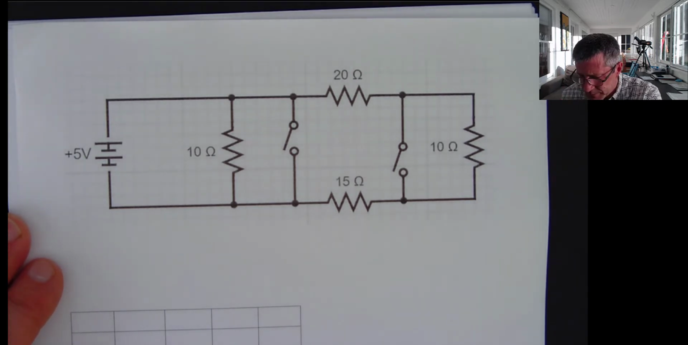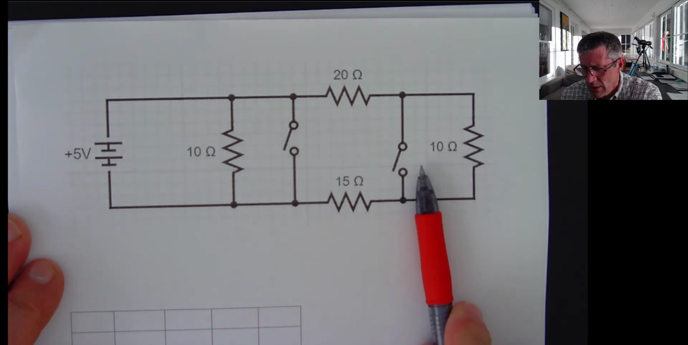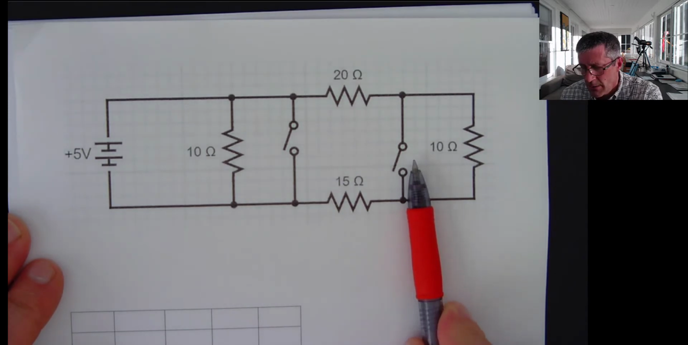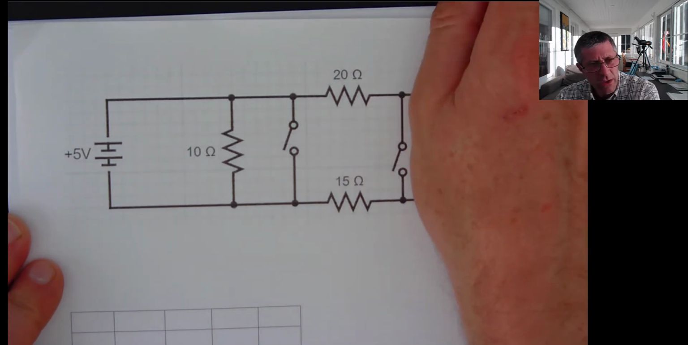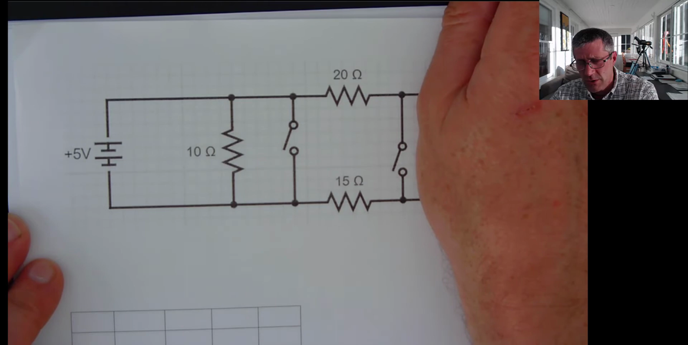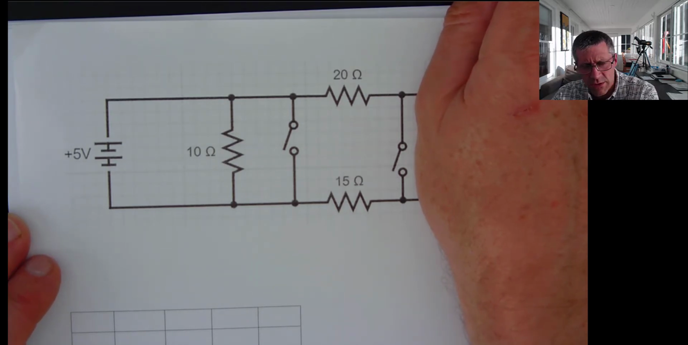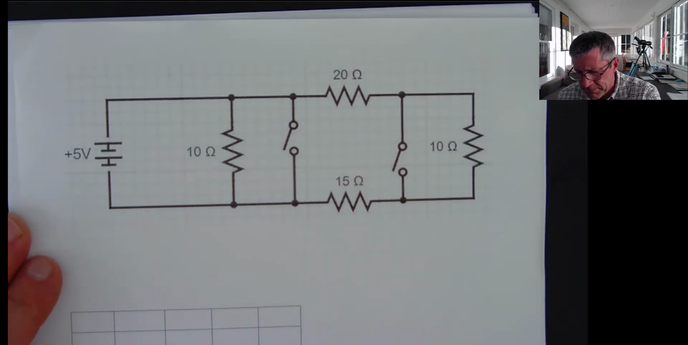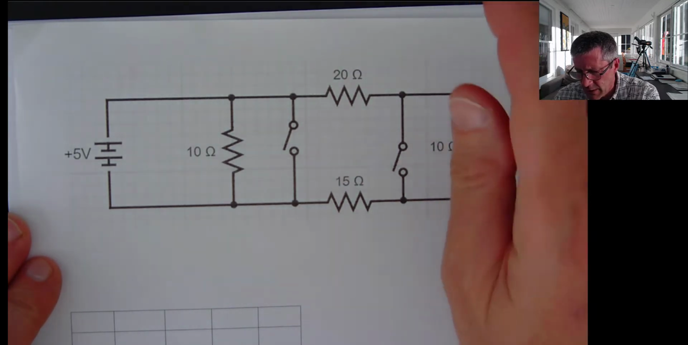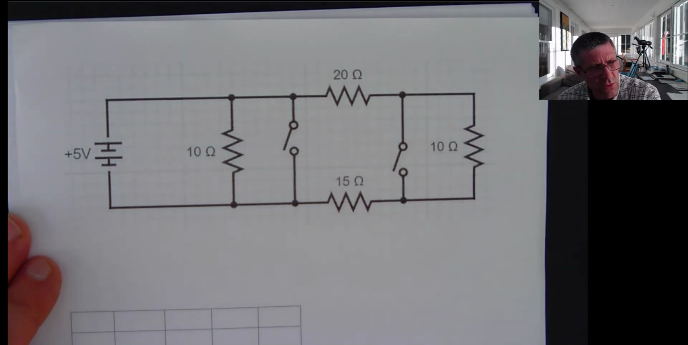So not so interesting. If I close this switch while leaving this other one open, then I'm going to change my circuit, essentially cut off this resistor, so my system will change. So you have to be careful about switches. I'm going to assume the switches are open for this one, and let's work through how to analyze this.